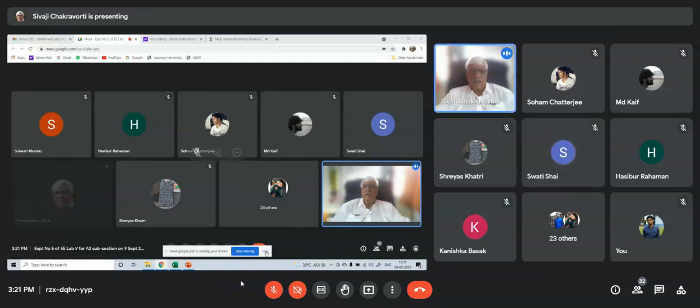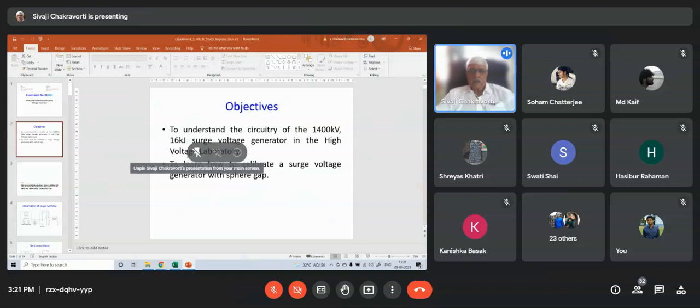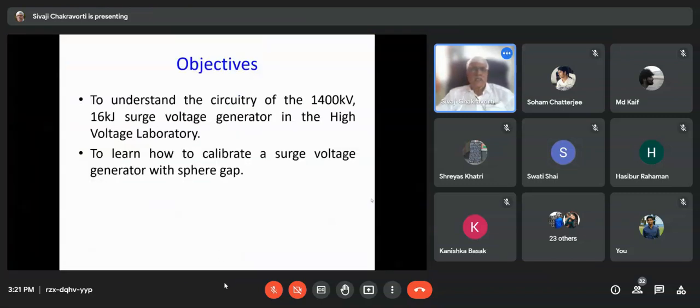Okay. Good. So now I am going to the experiment. Now you can see this one. Yes, sir. Let me change it to full screen mode. Is it now full screen? Yes, sir. Yes. Good. So now I can start.